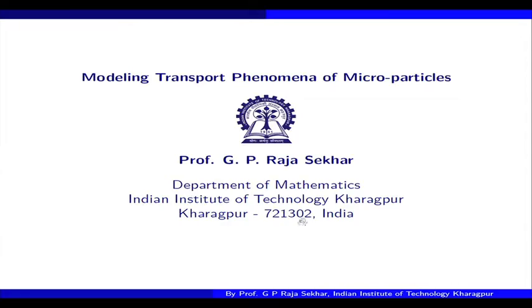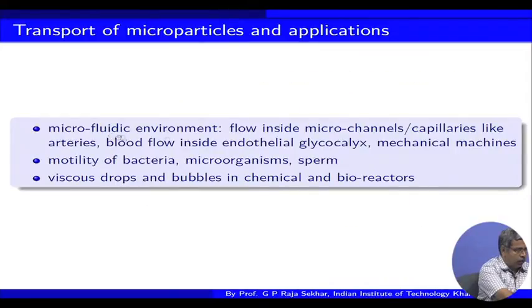Typically, a microfluidic environment contains flow inside microchannels, capillaries like arteries, blood flow inside endothelial glycocalyx, and some mechanical machines. Other microparticles include the motility of bacteria, microorganisms and sperm, and we have discussed viscous drops and bubbles, with a lot of applications in chemical and bioreactors. I am sure that once you have done this subject, you can pick up any of the problems ranging from these, followed by colloid suspensions and electroosmosis, etc.